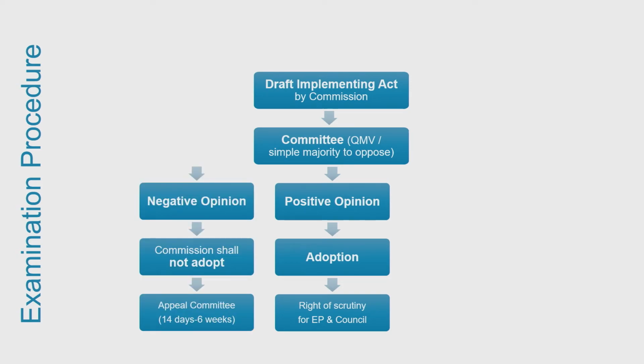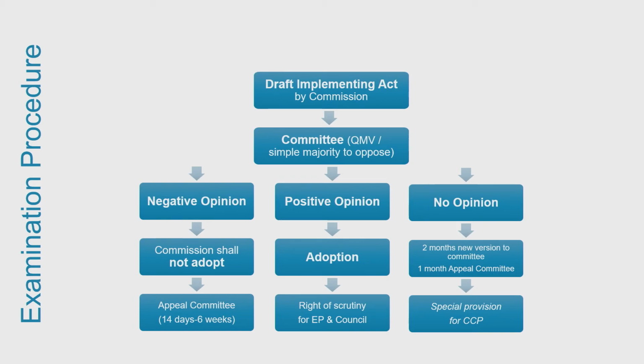Second, the committee can give a negative opinion, in which case the act is not adopted. The Commission can then propose an amended version or resort to an appeal committee that can overturn the negative opinion. A third scenario is that there is no opinion given by the committee. In this case, different consequences can apply. The default is that the implementing act is adopted anyway. However, when the original legislation provides that the implementing act cannot be adopted without an opinion, the Commission can amend the proposal or turn to the appeal committee to get an opinion. For implementing acts in the area of common commercial policy, there is a special procedure.